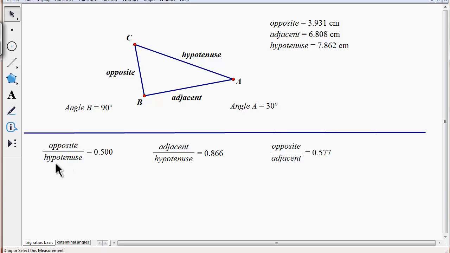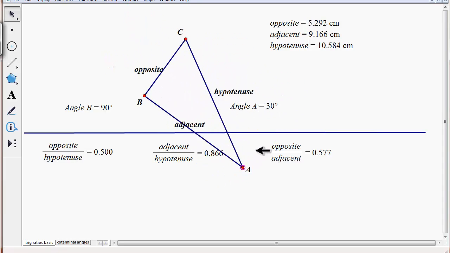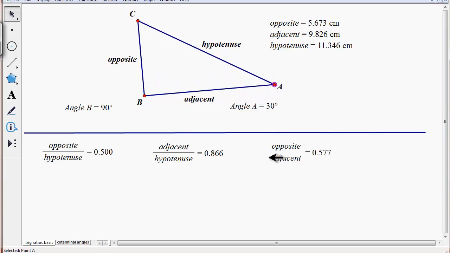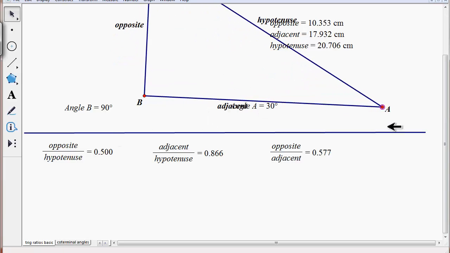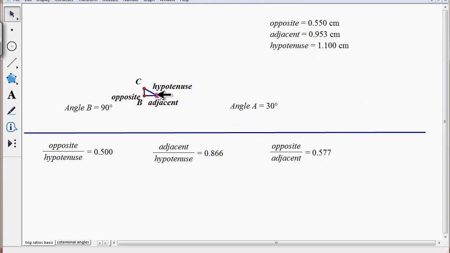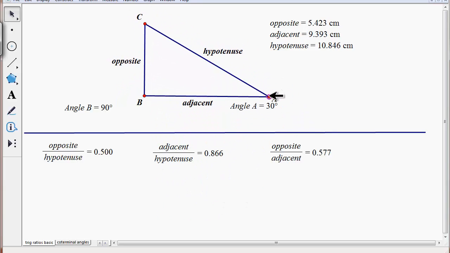Now, take a look at the ratios that are being formed. So the angle is maintaining 30 degrees no matter where I go. And look at how the ratios are not changing. So the opposite over the hypotenuse, the ratio is the same no matter how big my triangle is or how little my triangle is. The ratios are the same.